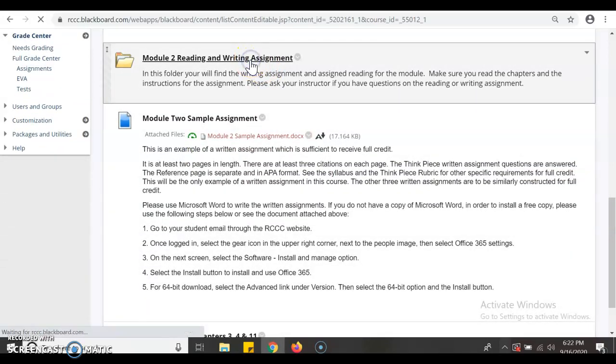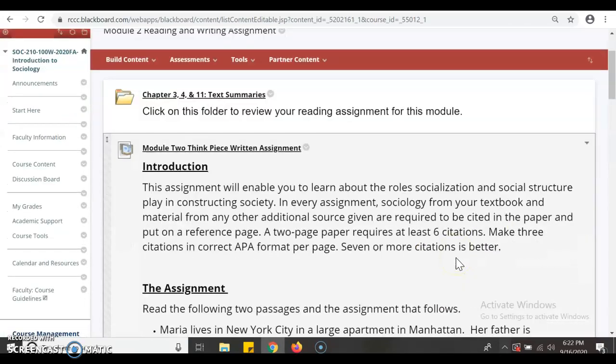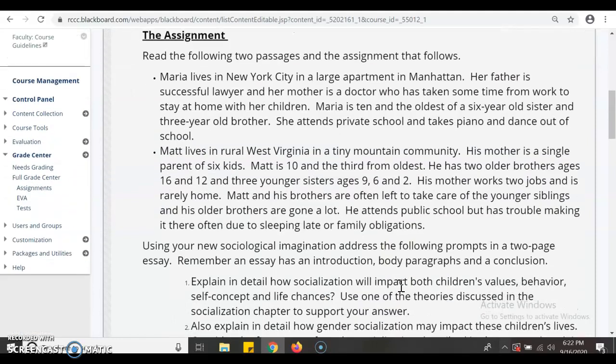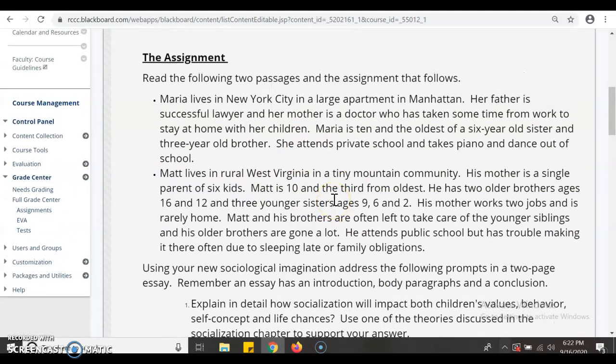So let's get into what you're actually supposed to write for your written assignment. This assignment is going to ask you to take pieces of all 3 chapters and apply them to these 2 scenarios. It's going to ask you to analyze the socialization of these 2 children.